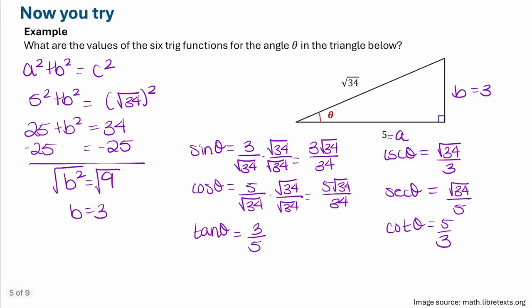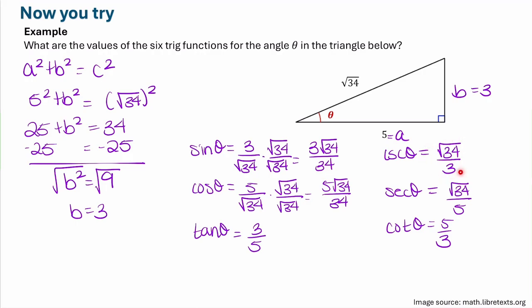In this one, once again, I went ahead and did the Pythagorean theorem to fill in all the missing sides. Here it's a little bit different because our hypotenuse is actually a radical, so it's the square root of 34. Remember, whenever you have a radical in the denominator, you want to rationalize by multiplying the numerator and denominator by that radical. So when you do that, you're going to get 3 square root of 34 over 34.